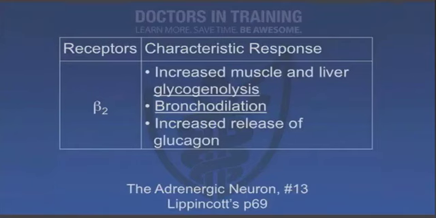I want you to remember when we talk about all of these things that we're talking about the fight or flight response. And why would we want to increase muscle and liver glycogenolysis? Well, kind of makes sense. You need more sugar so you can start running, so your muscles can start going, right? You also need more oxygen. And so beta 2 receptors are involved in bronchodilation. They're also involved in the increased release of glucagon.